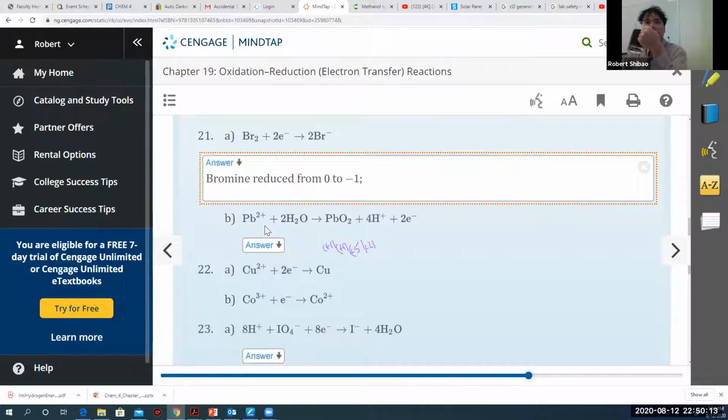Okay, something's being oxidized here. It looks like lead. Lead's being oxidized from Pb2+ to Pb4+. So lead ions are being reduced from +2, or not reduced, oxidized. Lead ions are being oxidized from +2 to +4.